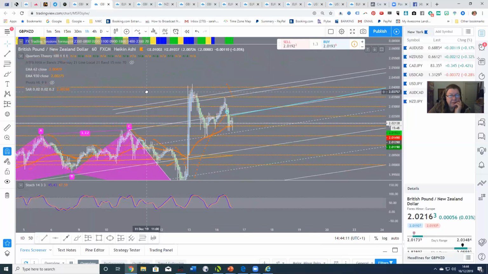I've just come out to the hourly, and we've got very wicky candles. We've still got a SAR flip, but I don't like the look of the candles on the hourly, and it's bottomed out. And if you see here, interestingly, the 62 did not actually cross the 15-minute, it's above it. So the last time it crossed was right back here on the 5th of December. So here, the 62 is still saying it's in an upward trend.